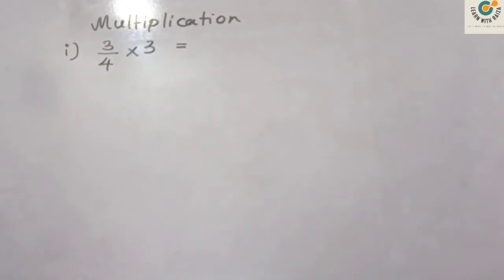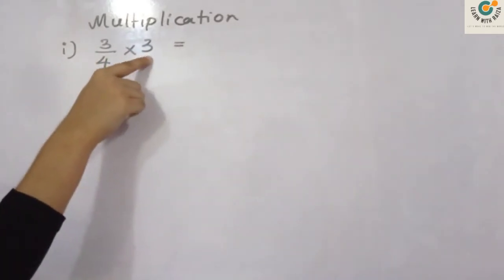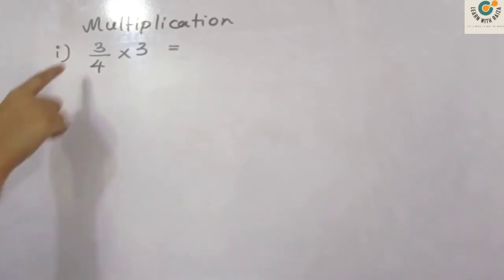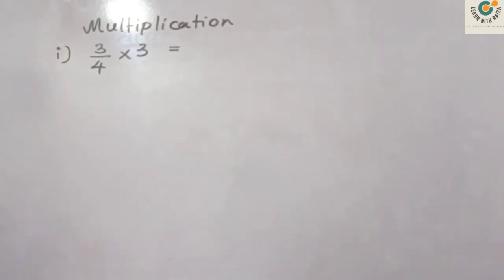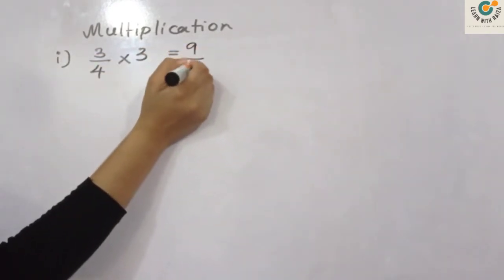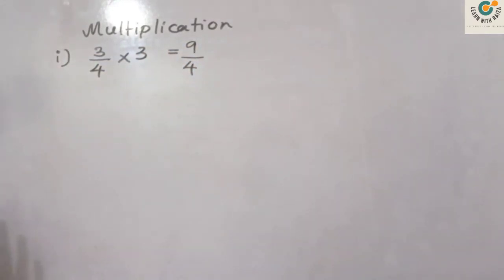Some students are very confused whether to multiply this whole number by the numerator or the denominator. No confusion. You should multiply it by the numerator. It belongs to the numerator. So you can multiply 3 times 3, 9 over 4. That's all. No other changes.